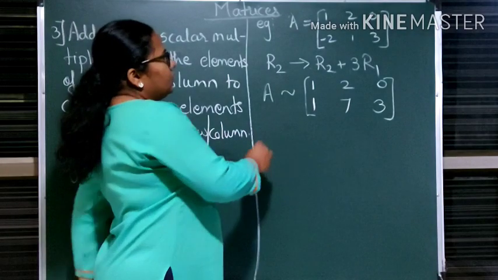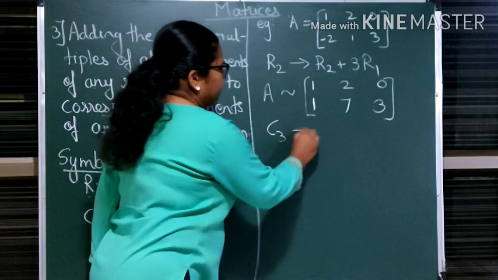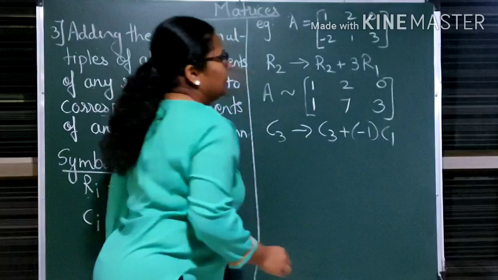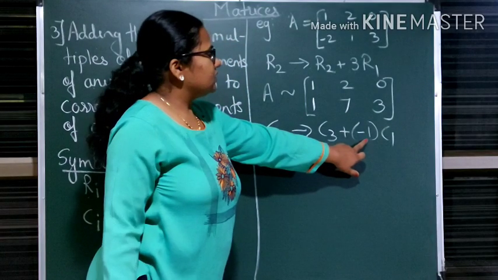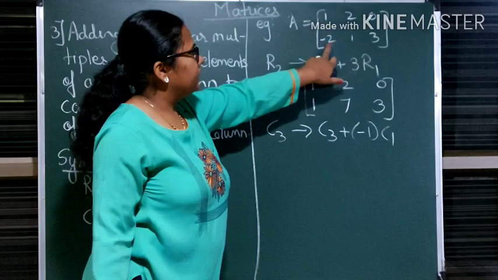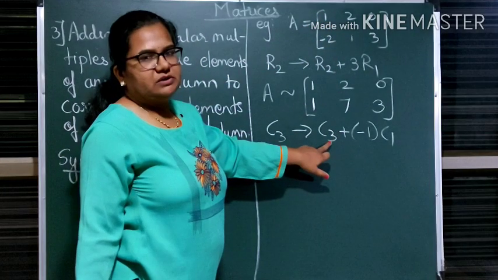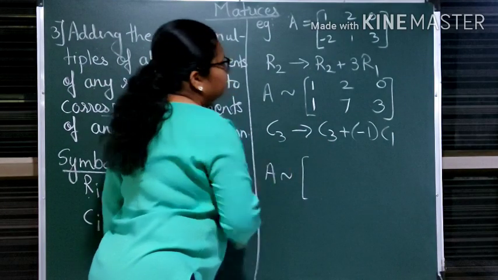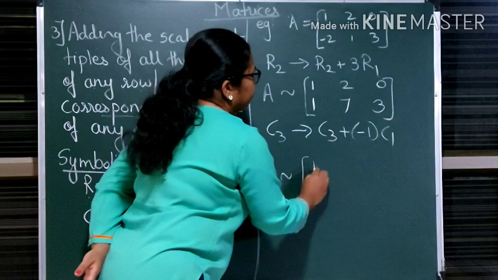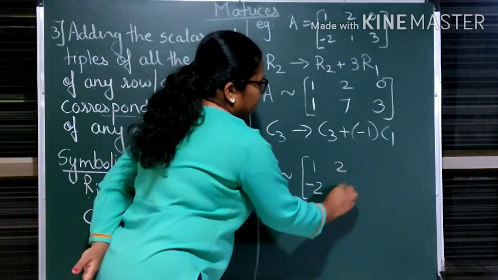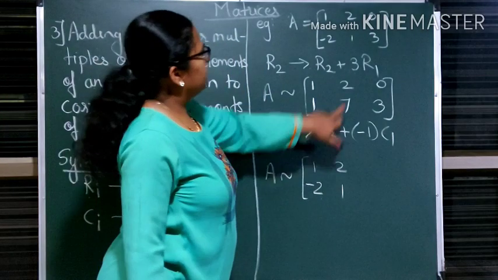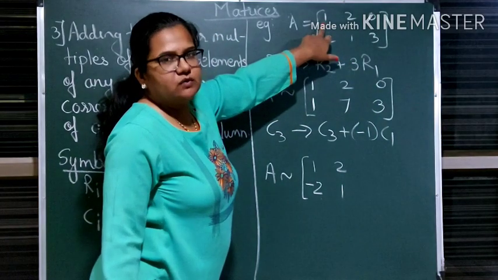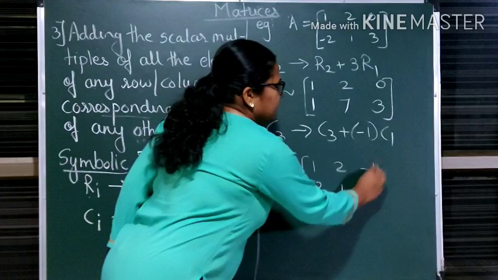Okay. Now we will do one operation on the third column. Suppose C3 plus minus 1 into C1. So what we are going to do here, we will do this non-zero scalar multiplication on the elements of column C1 and whatever value you get, you will add to the corresponding elements of the third column. Okay. So what will be your equivalent matrix? Is the first column getting changed? No, it remains the same, 1, minus 2. Second column, no operation. Now C3, so C3 is 0, 3. 0 plus minus 1 into 1. Minus 1 into 1 is minus 1. 0 minus 1 is minus 1.